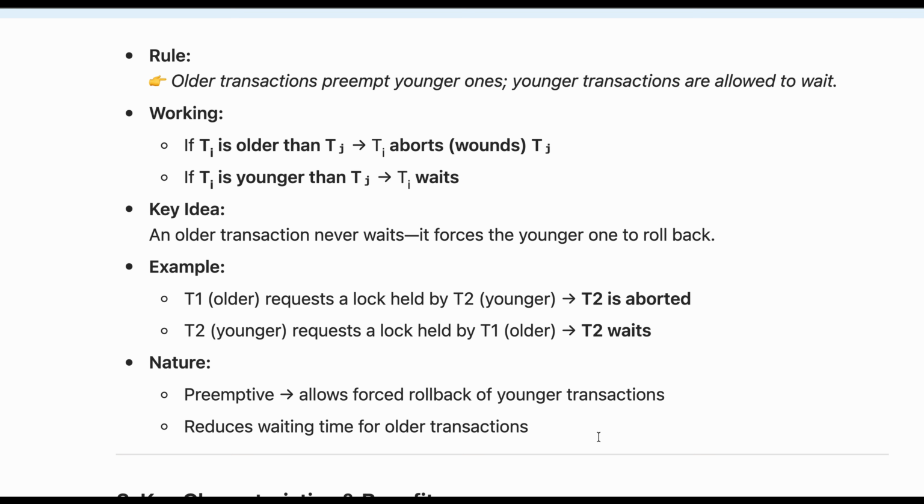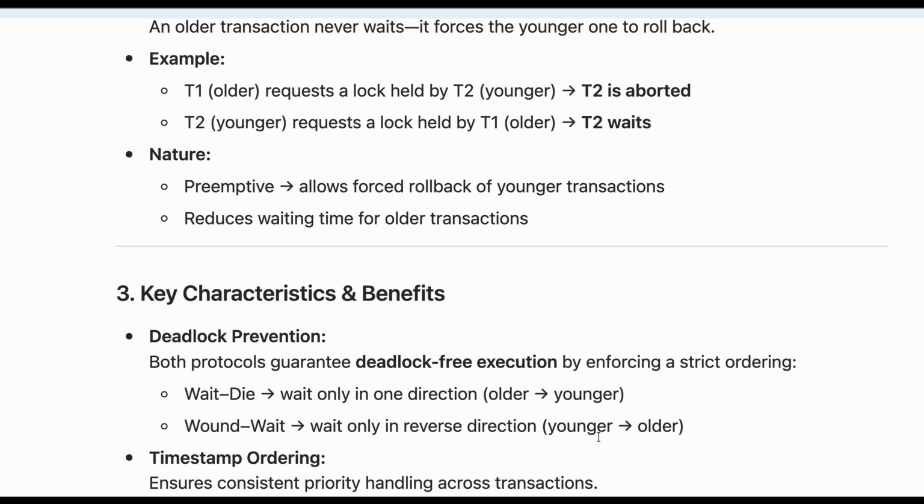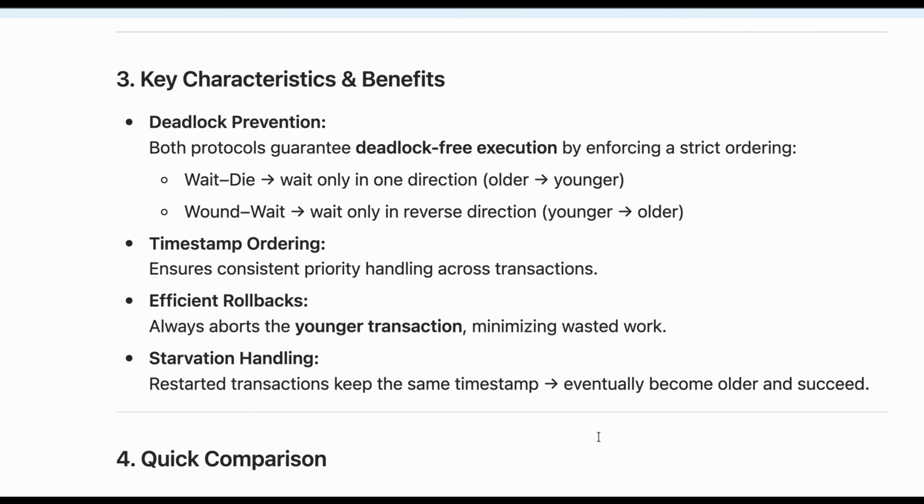Now let us understand the key difference between wound wait and wait die. In wait die, younger transactions are aborted when they request resources. In wound wait, younger transactions are aborted when older transactions request their resources. Both protocols prevent deadlock by ensuring no circular waiting occurs. Also, aborted transactions are restarted with the same timestamp to avoid starvation.